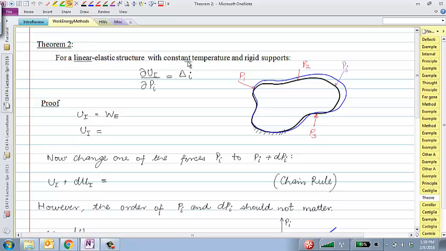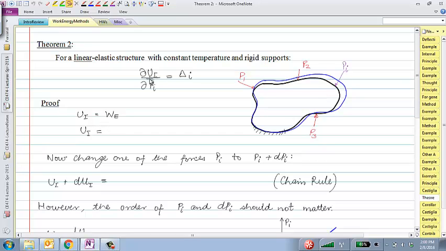So, linear elastic structures with constant temperature and rigid supports, once again talking about conservative systems. We are saying that if we want to find an unknown displacement delta i, I have a structure with some bunch of loads applied to it, and I want to find the displacement at some point in the structure. What I can do is apply a real extra load Pi on top of that. It's not a virtual load, it's a real load. What we are saying then is that the internal energy, taken derivative with respect to that extra applied load, would be equal to the displacement at that point in that same direction. Let's see how that works.